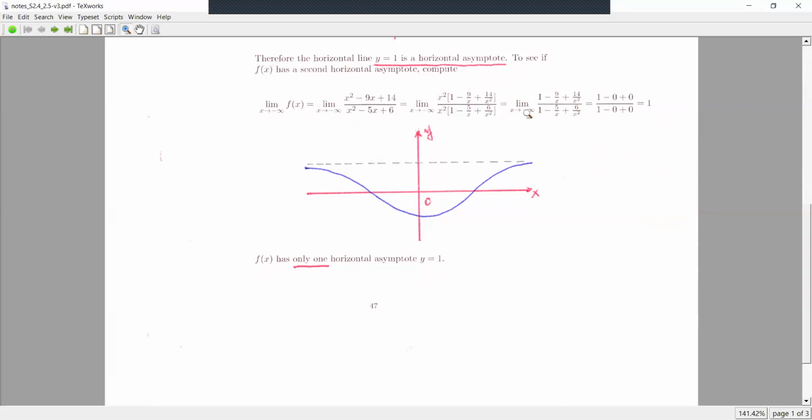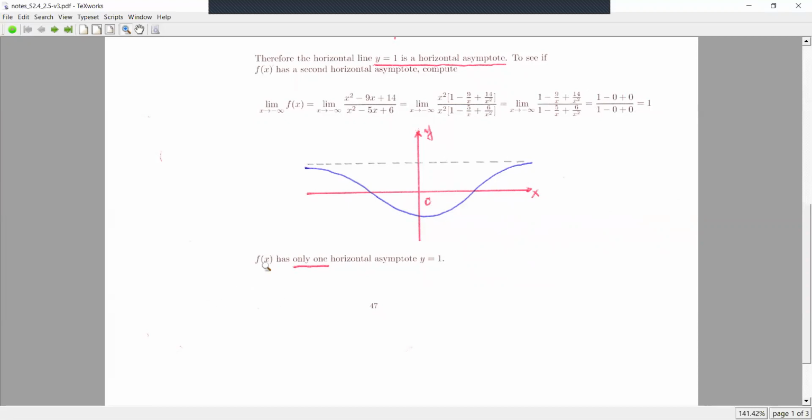X is approaching negative infinity. Therefore, 9 over x is approaching 0. 14 over x squared is approaching 0. 5 over x and 6 over x squared, they also approach 0. So this whole function is approaching this number. This number is 1. So as x approaches negative infinity, the graph of the function also approaches this same horizontal line.